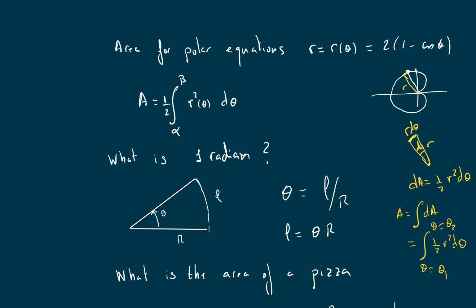So if theta is equal to 1, this means that L is equal to 1 and the radius is equal to 1. So 1 radian is the angle you cover if you travel 1 meter along a circle of radius 1 meter. When you travel 1 meter, you have covered an angle that is 1 radian. And how much is 1 radian in degrees? Around 57 degrees, more or less.